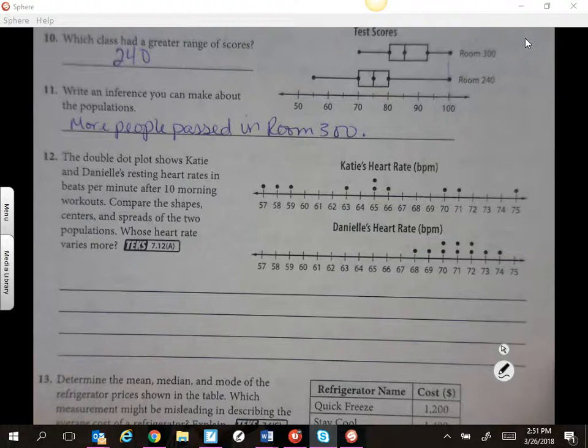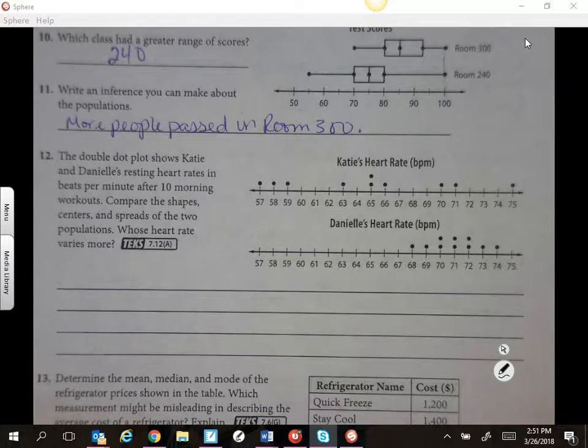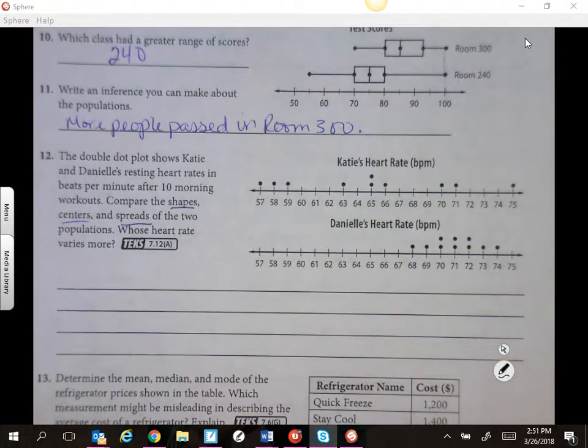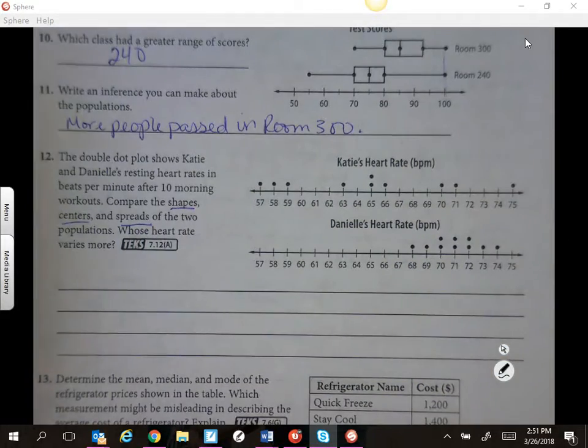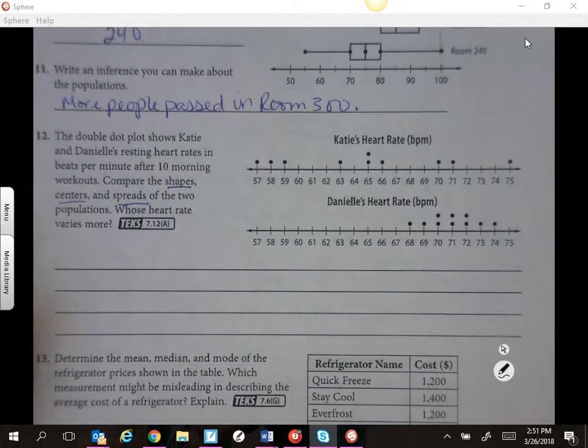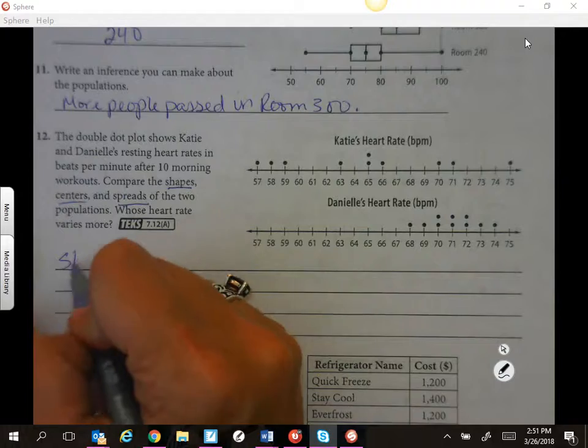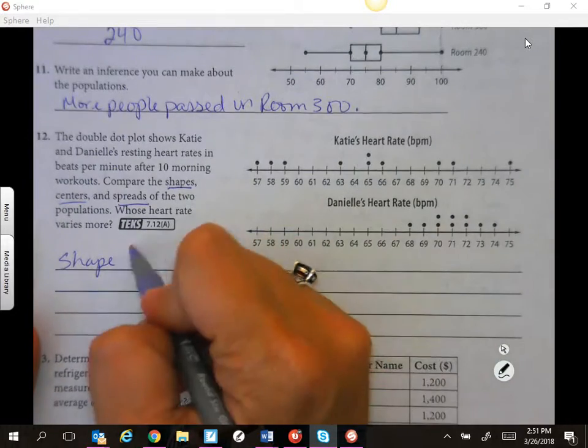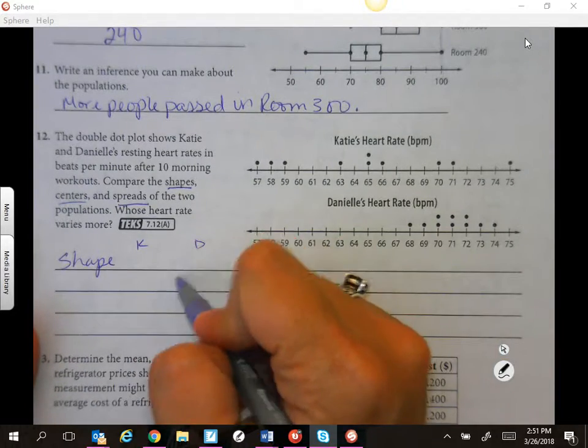The double dot plot shows Katie and Danielle's resting heart rates in beats per minute after 10 morning workouts. Share the shapes, centers, spreads of the two populations and whose heart rate varies more. So you need to really answer all of these different pieces. So shape-wise, we can make a little chart like this.